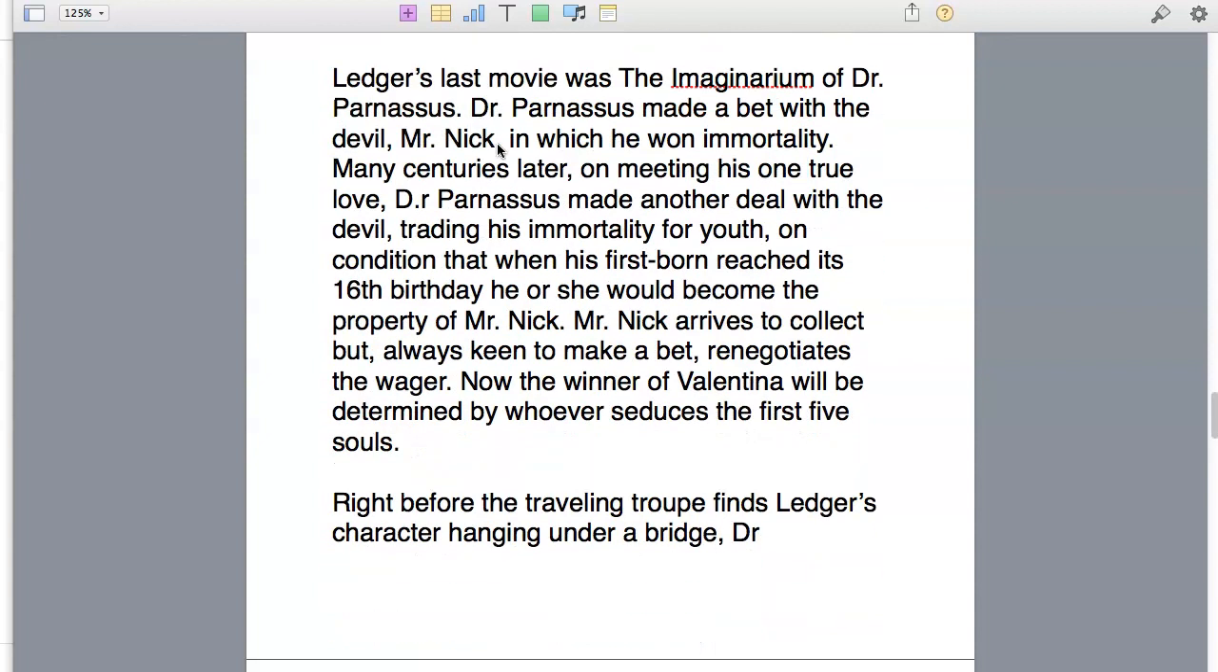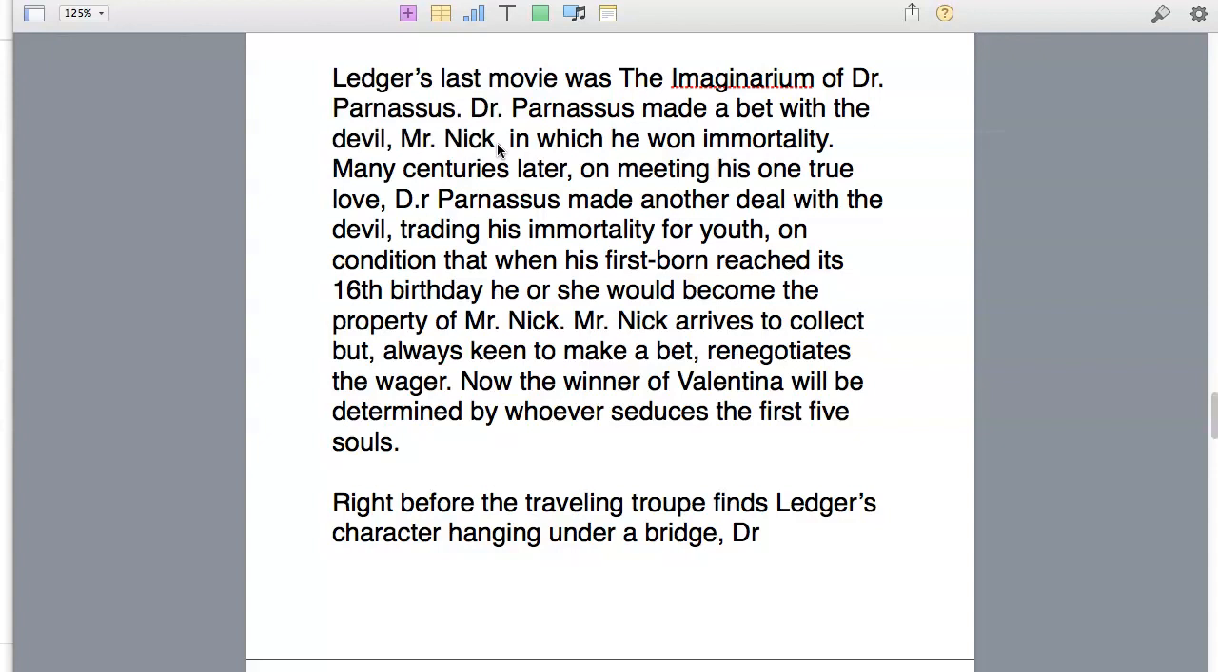Ledger's last movie was The Imaginarium of Dr. Parnassus. Dr. Parnassus made a bet with the devil, Mr. Nick, in which he won immortality. Many centuries later, on meeting his one true love, Dr. Parnassus made another deal with the devil, trading his immortality for youth, on condition that when his firstborn reached its 16th birthday, he or she would become the property of Mr. Nick. Mr. Nick arrives to collect, but always keen to make a bet, renegotiates the wager.